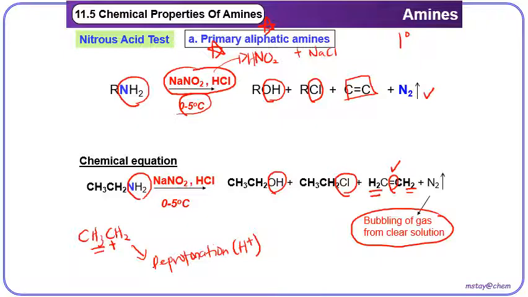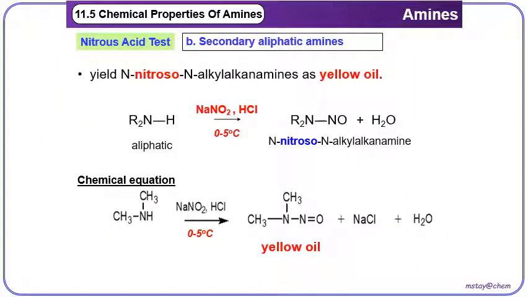At the same time, maybe you can try to draw a table which consists of primary, secondary, and tertiary amine, and then you will have aliphatic amine and also aromatic amine. For the primary amine, we already have the idea that the observation is bubbles of gas. Just recall, we need to write out primary, secondary, and tertiary amine. For the aliphatic amine, primary, we will see bubbles of gas.